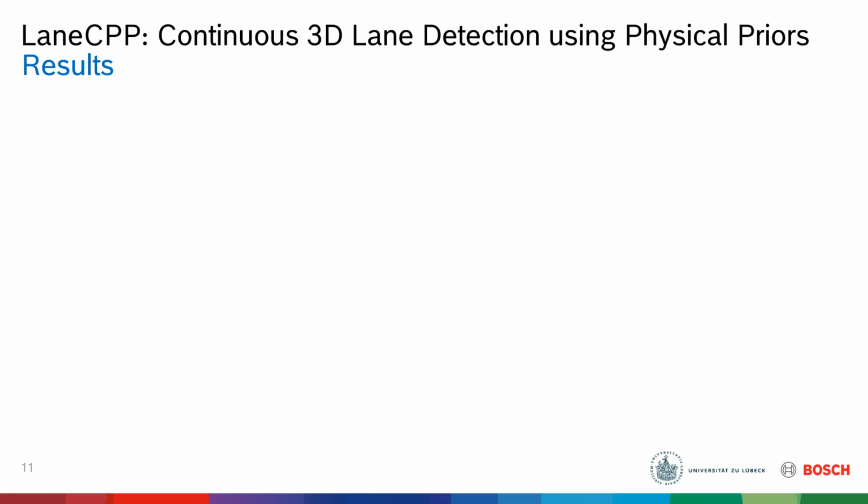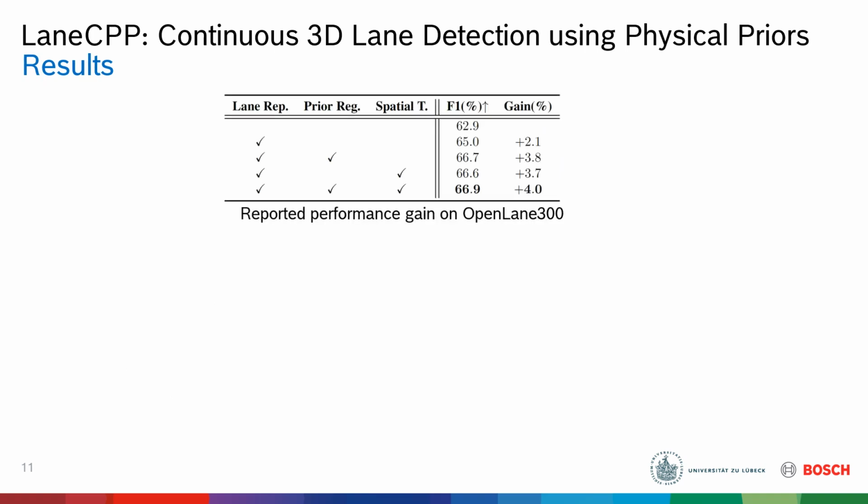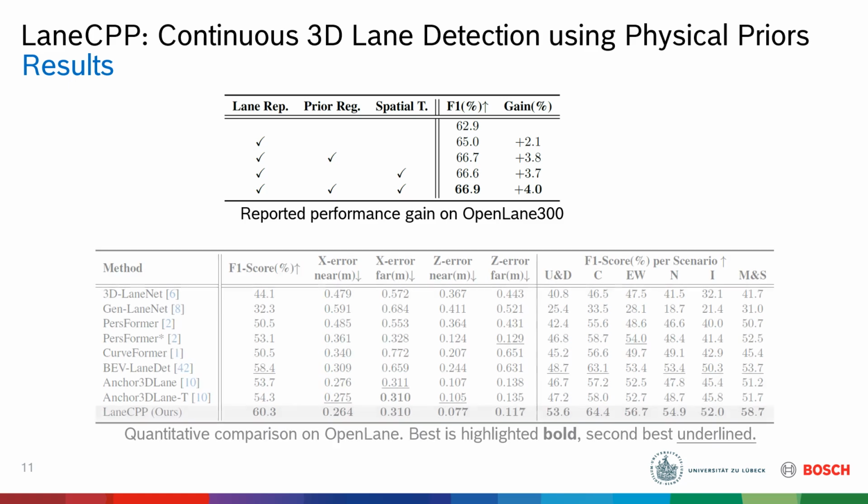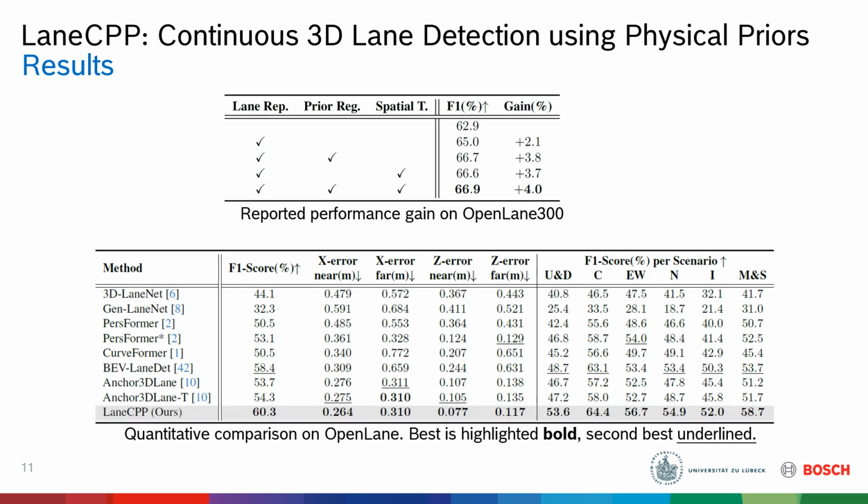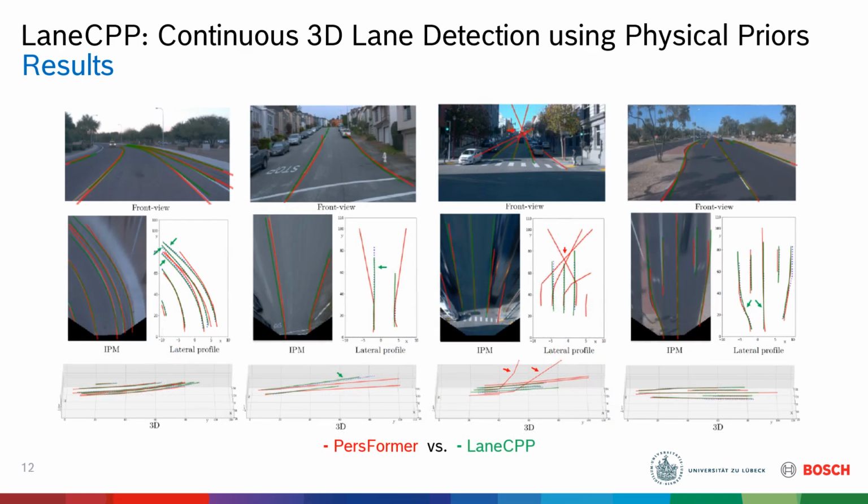In our experimental section, we proved that each of our contributions leads to a significant gain in performance. Moreover, we show that compared to other methods, LaneCPP achieves the highest F-score and lowest geometric errors in average as well as in each scenario contained in the OpenLane dataset. We also provide a qualitative comparison that further demonstrates the superiority of our LaneCPP visualized in green, in contrast to other methods such as Performer visualized in red.